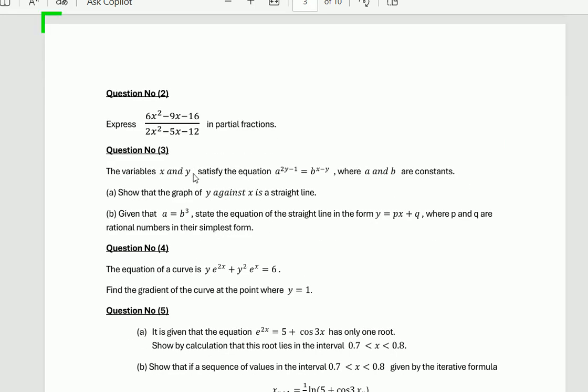Question number 2 is: express (6x minus 9x minus 16) over (2x square minus 5x minus 12) in partial fractions.